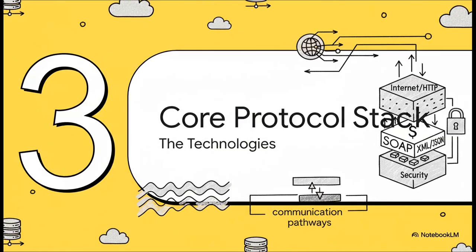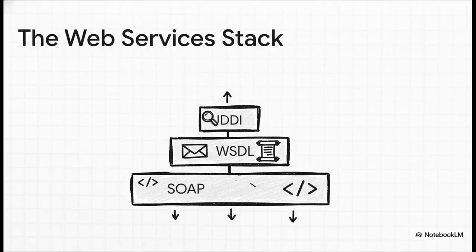Okay, now let's pop the hood and see the actual technology that makes all this communication possible. Let's talk about the web services protocol stack. This is a beautiful way to see how it's all layered. At the very bottom, you've got XML. That's the data itself. One layer up, you've got SOAP, which is the messaging system. Then you've got WSDL, which describes what the service can do, kind of like a user manual. And at the top, UDDI, which helps you find the service in the first place. And notice the common thread? It's all built on XML.